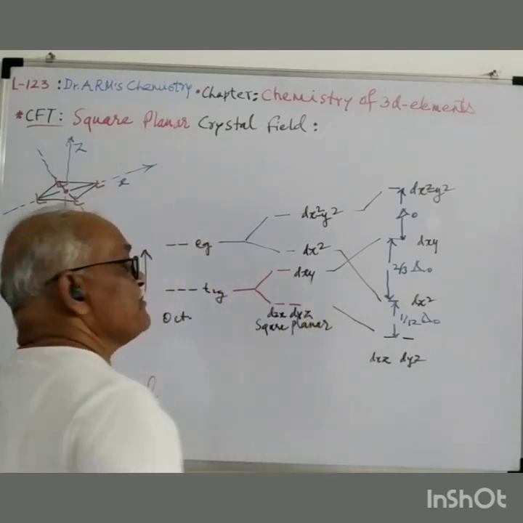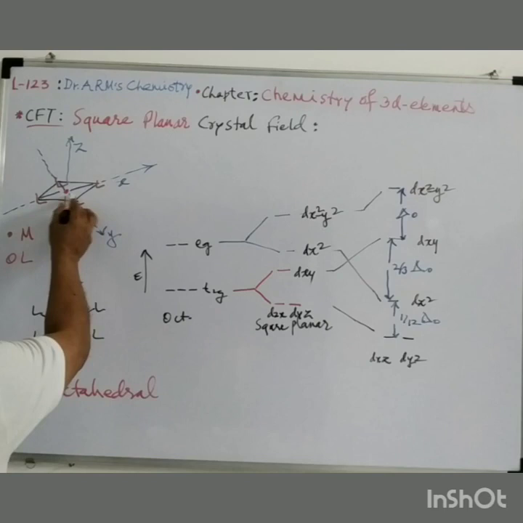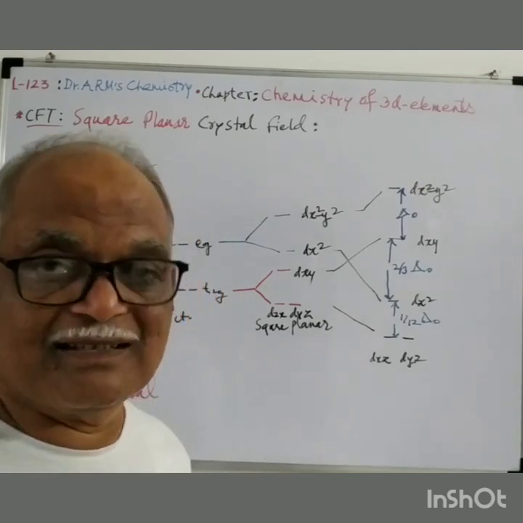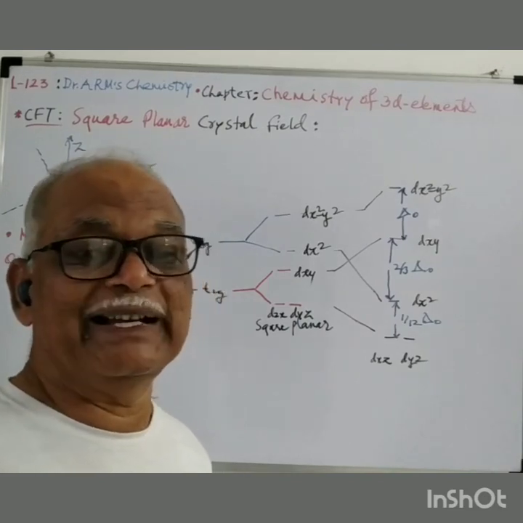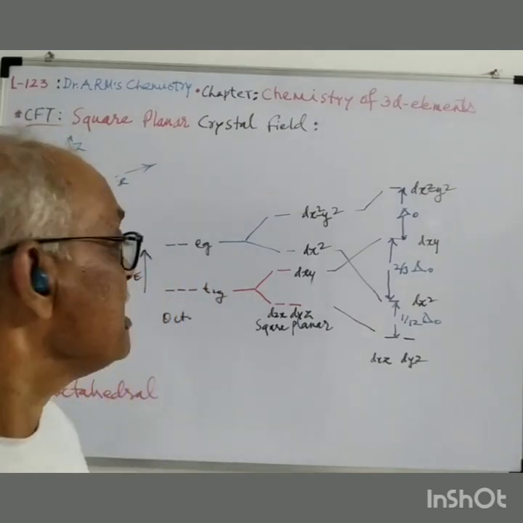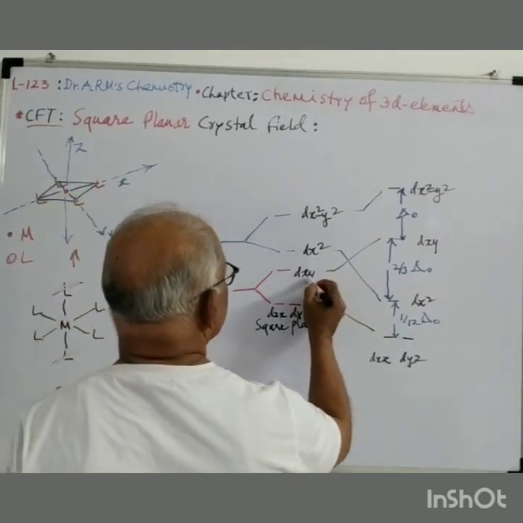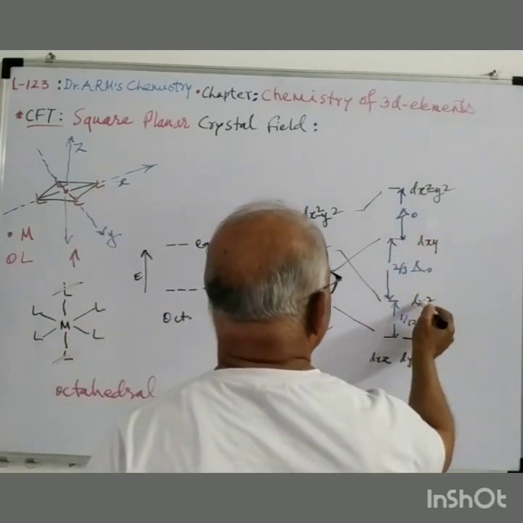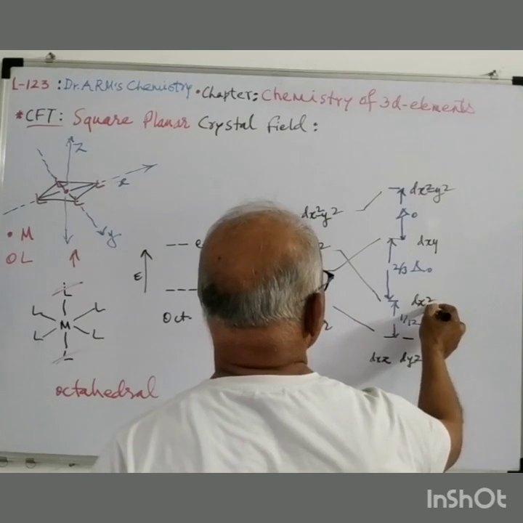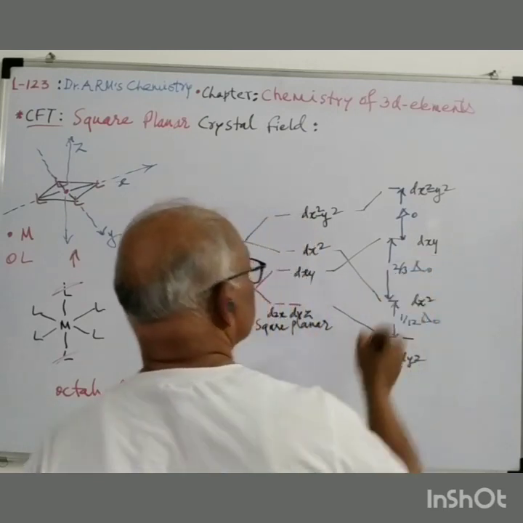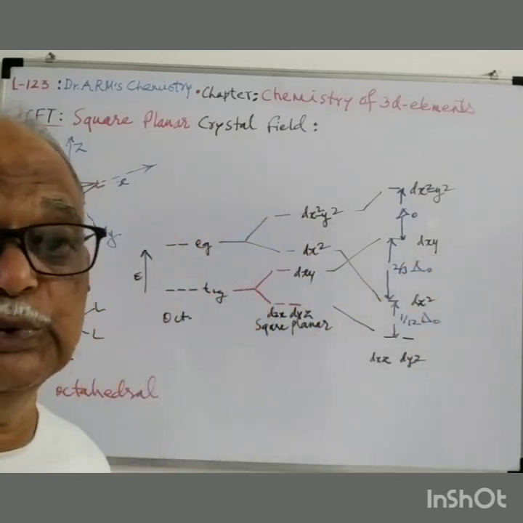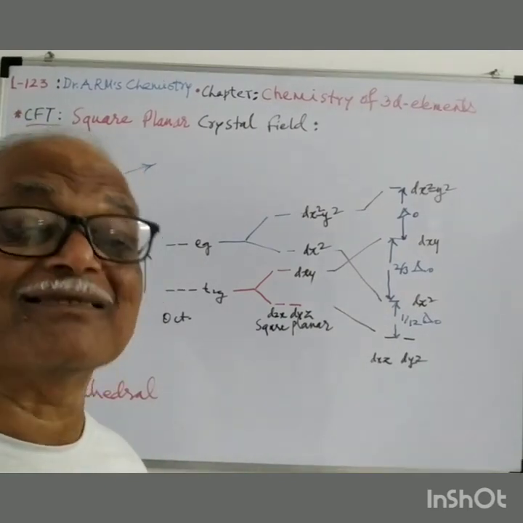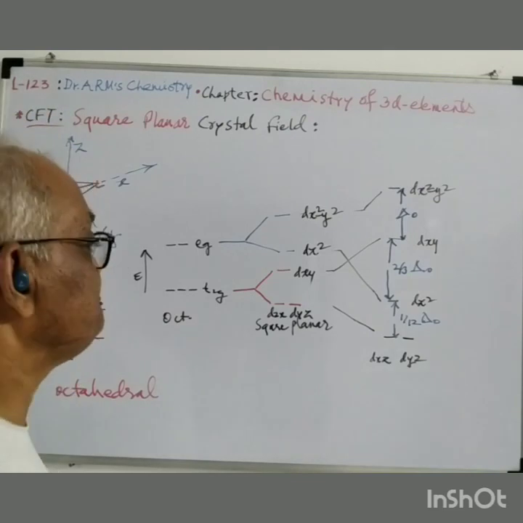Whereas dxy, which is lying in the same plane, shows strong interactions with the ligand orbitals or ligand electrons, and that is why the energy of dxy goes up and it is higher than dz2 by a factor of 2/3 of delta O, where delta O is the crystal field splitting of the octahedral crystal field.